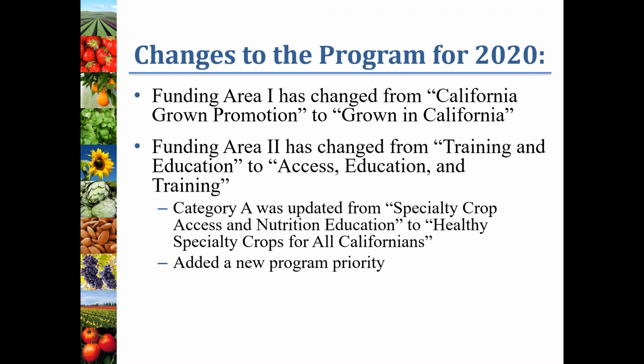A new program priority was also added to this category, and this was with the hopes of soliciting projects to help connect school nutrition directors and farmers to maximize California-grown specialty crops being purchased and incorporated in school meals. Additionally, this was to develop effective tools to assist farmers in how to be a good partner to school districts to help get more California-grown food into schools.